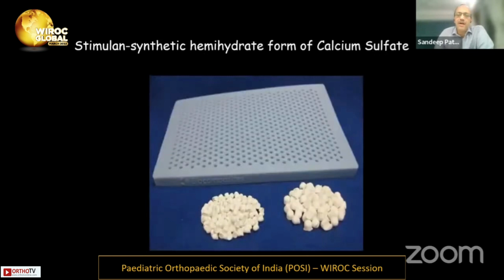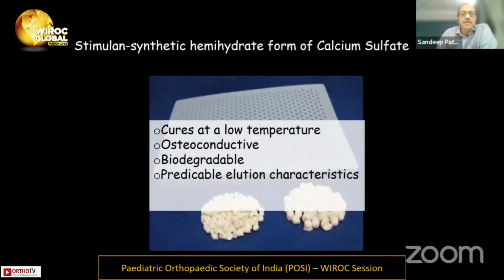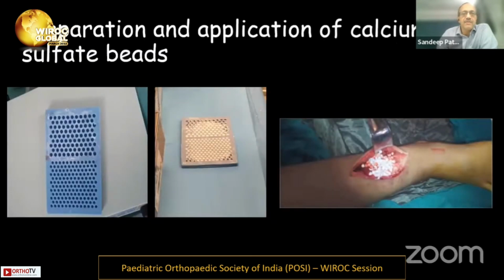So the current state of the art treatment for these defects is the use of Stimulan, a semi-synthetic hemihydrate of calcium sulfate, which has to be freshly prepared on the table. These cure at low temperature. They are also conductive, biodegradable, and you can mix a variety of antibiotics into these, including gram-positive and gram-negative cover. That is how the preparation is made.